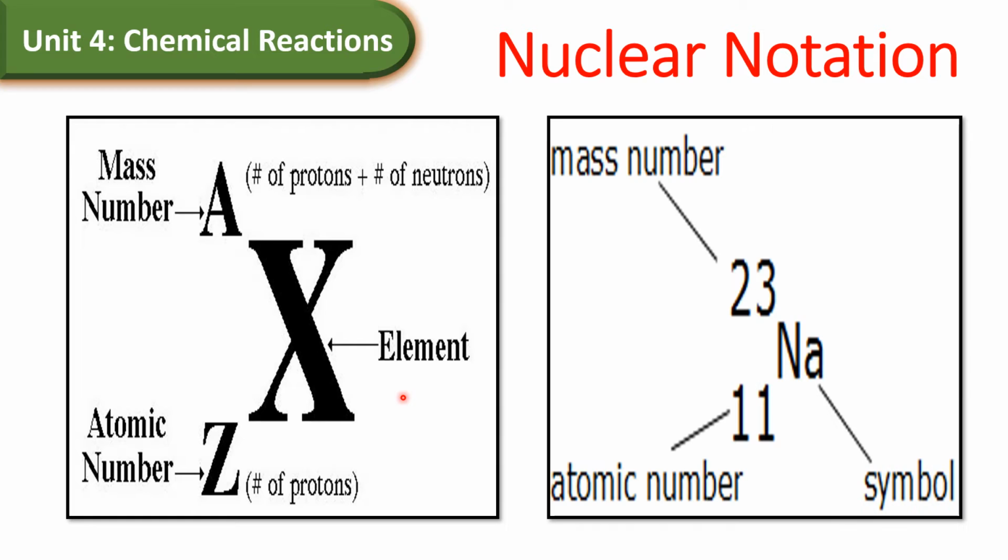For example, we have here the symbol Na, or the element sodium. Its atomic number is 11, so it means sodium has 11 protons and 11 electrons. The mass number of your sodium is 23, so it means it has 11 protons and 12 neutrons, because again, mass number is protons plus neutrons.